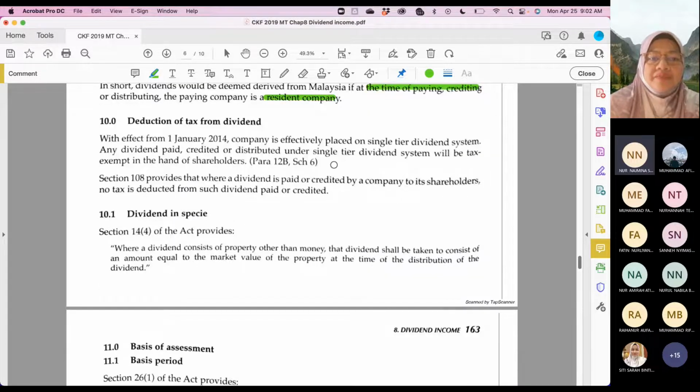Deduction of tax from dividend. Effective from 1st January 2014, companies are placed on a single tier dividend system. Any dividend paid, credited or distributed under the single tier system will be tax exempt in the hands of the shareholders. So it means that the shareholders don't have to pay any more tax. That's why it's called exempt, but actually it's not exempted.